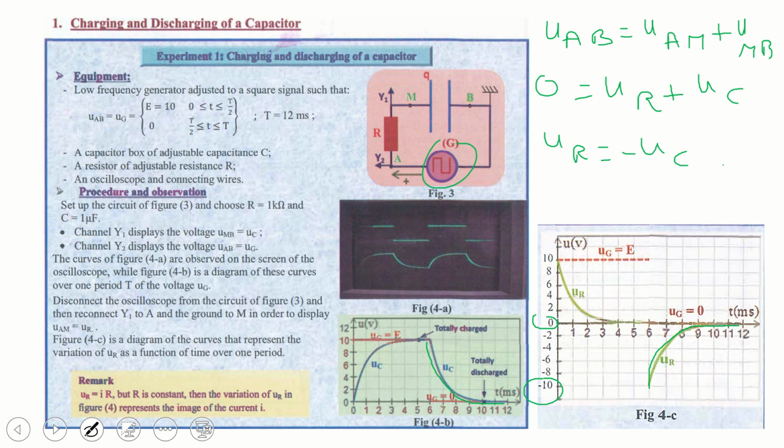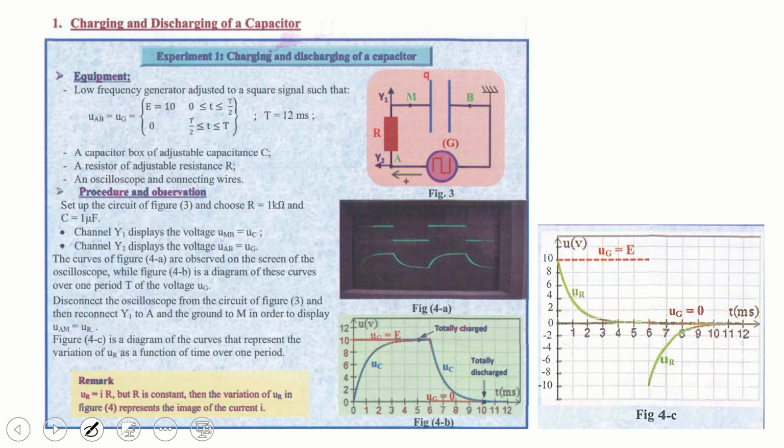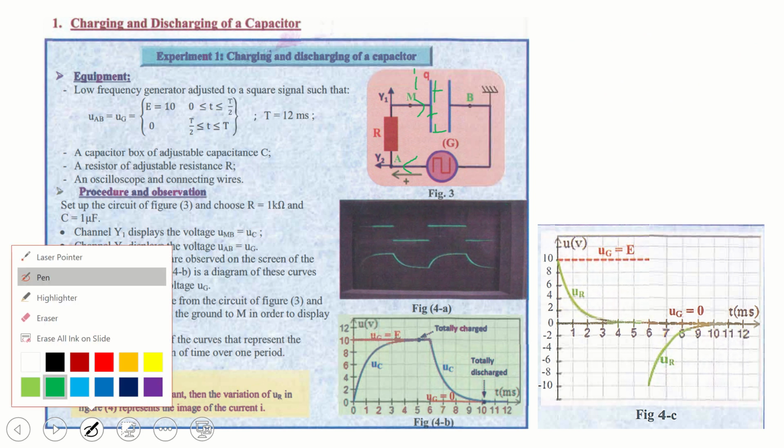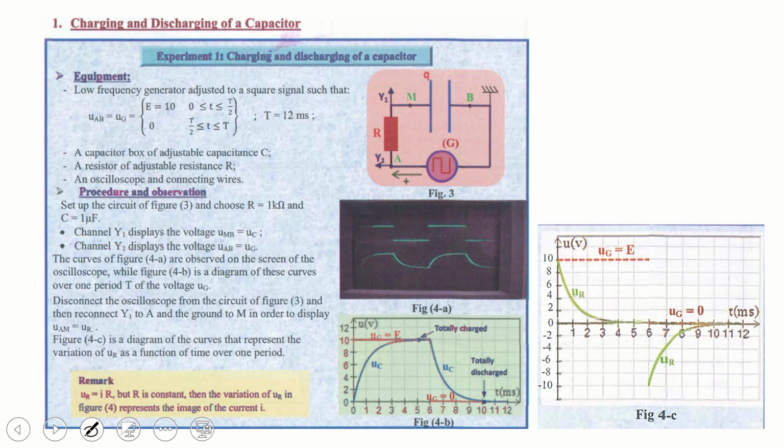Also the current I will be decreasing in absolute value, but in the opposite sense, since UR is the image of I. Why? Since during charge, the current is leaving the generator and entering the positive plate of the capacitor. But during discharge, the generator now is acting as a connecting wire. So it's like we have a capacitor, the resistor, and a connecting wire.